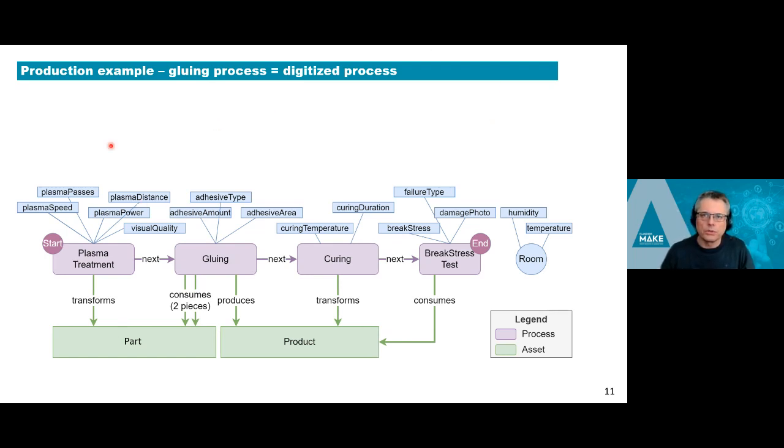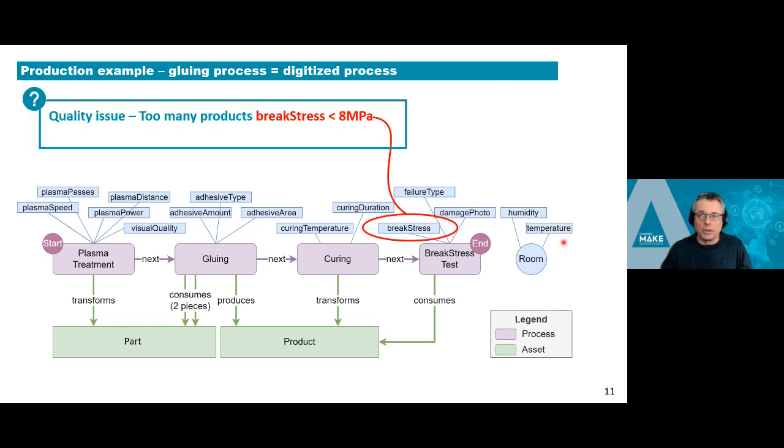There are a lot of properties measured or settings collected during the production process, and these are then used in, for instance, answering questions like this one. You might have a quality issue. It seems that your products are breaking too fast, and you don't reach a desired break stress of 8 megapascal. Now, what can you do about it?